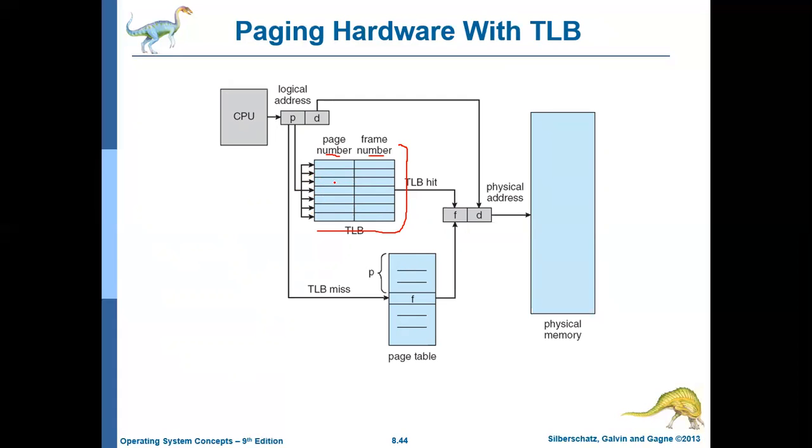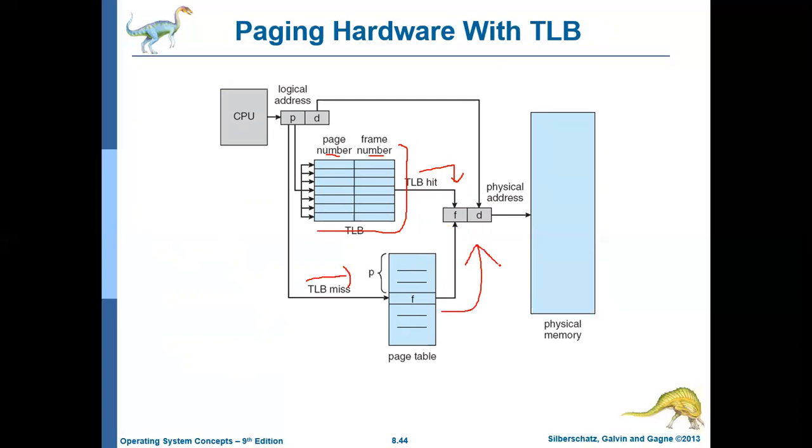So if a particular page is not available in the TLB, then it means a TLB miss. So if there is a TLB miss, we refer to the page table and identify for that particular page number what the frame number is, fetch the frame number, and then along with the offset identify the physical address. So if it is a TLB hit, we take this path. If it is a TLB miss, we take this path.